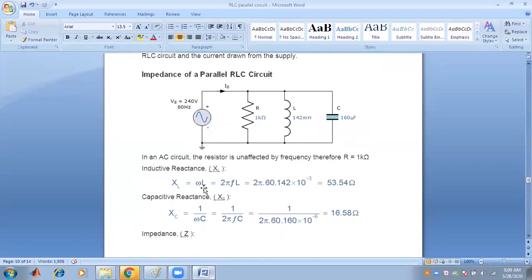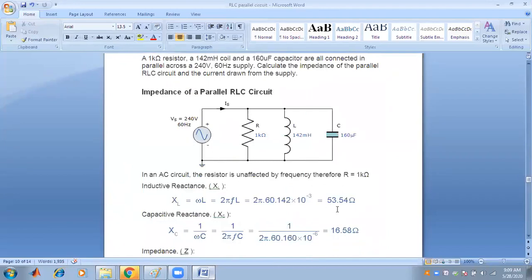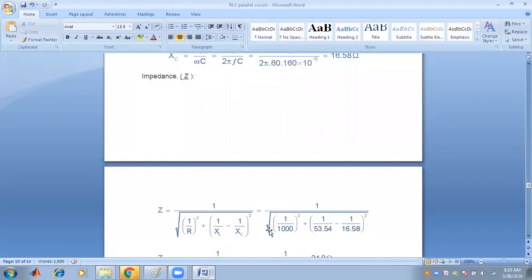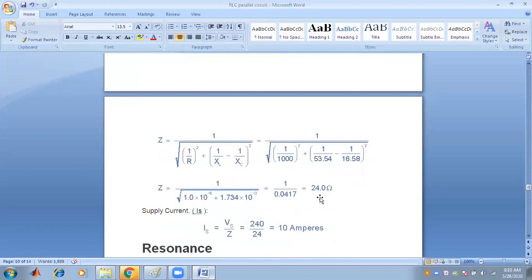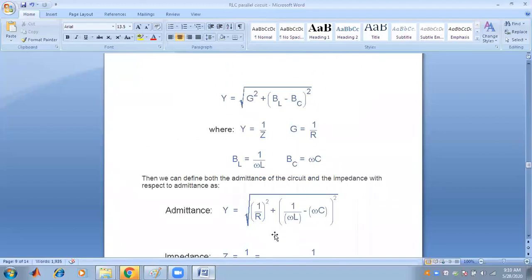So we can easily find XL equal to omega L, which is 2 pi F L. Putting those values with frequency at 60 hertz, we get 53.54 ohm. Capacitive reactance XC equal to 1 by omega C equal to 1 by 2 pi F C equal to 1 by 2 pi into 60 into 160 into 10 to the power minus 6, equal to 16.58 ohm. So impedance can be found as Z equal to 1 by root over (1 by R) squared plus (1 by XL minus 1 by XC) whole square. Putting the values, we get Z of 24.0. So supply current IS equal to VS by Z, which is 240 by 24, that is 10 ampere. Just putting these values, we easily found the solution of the numerical problem.